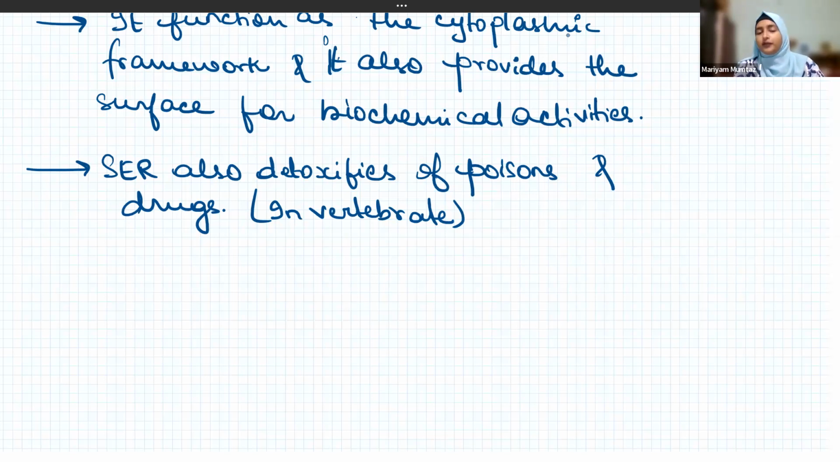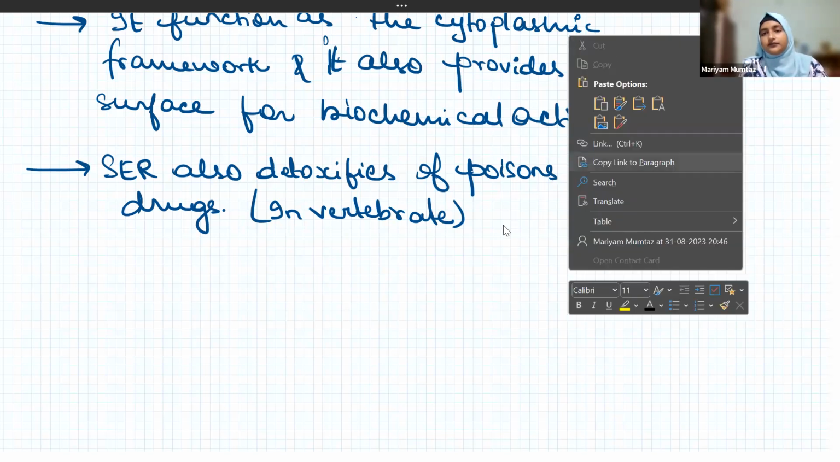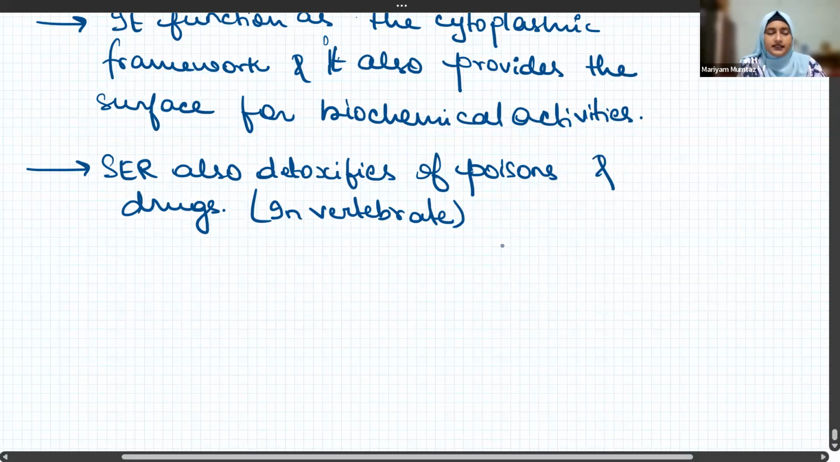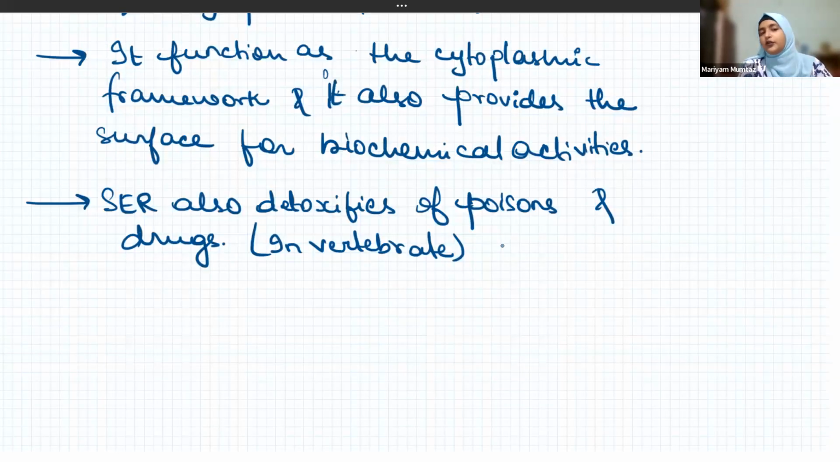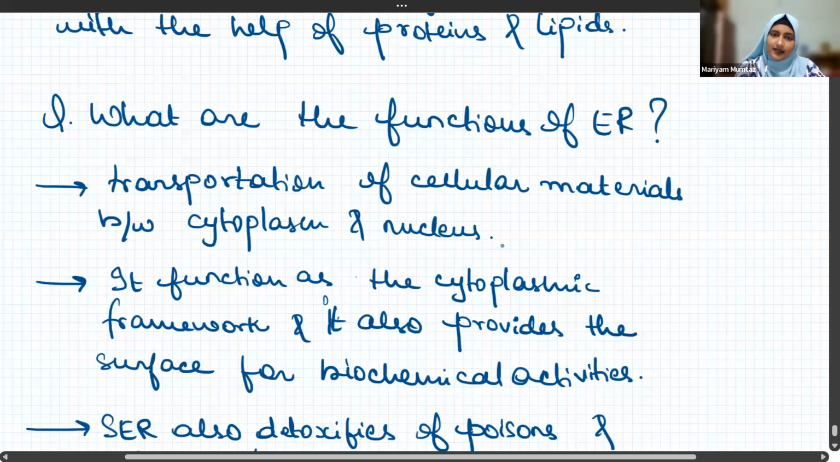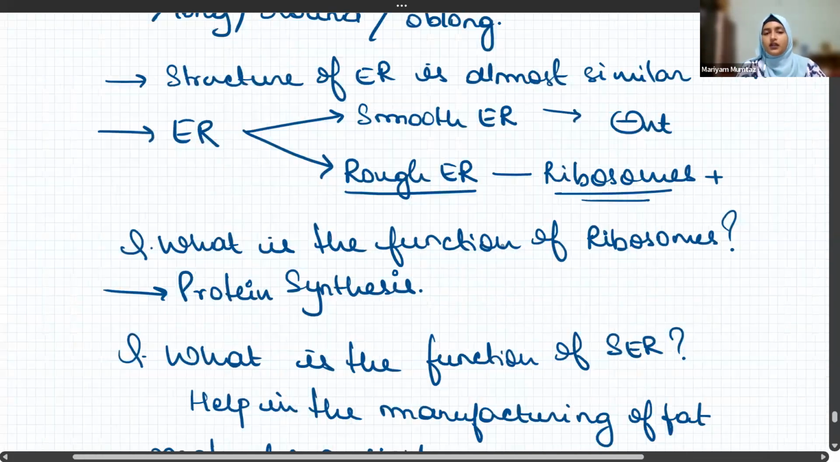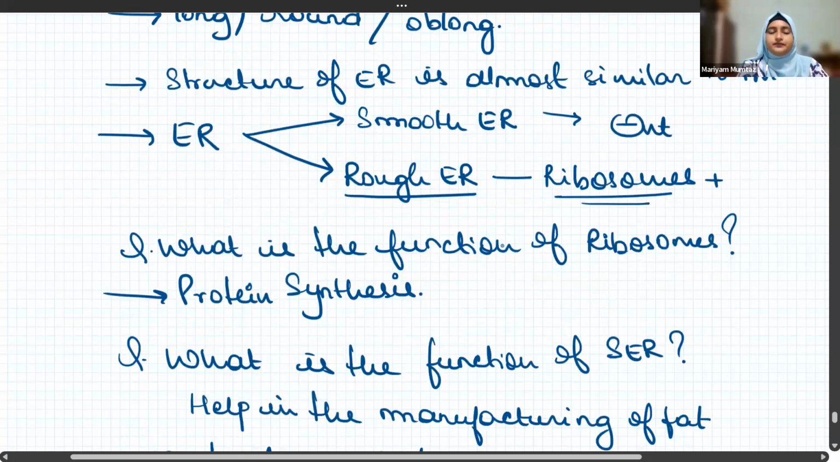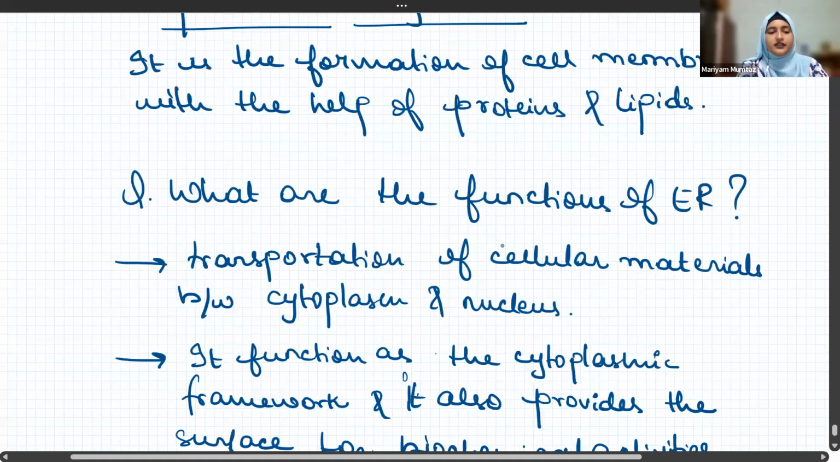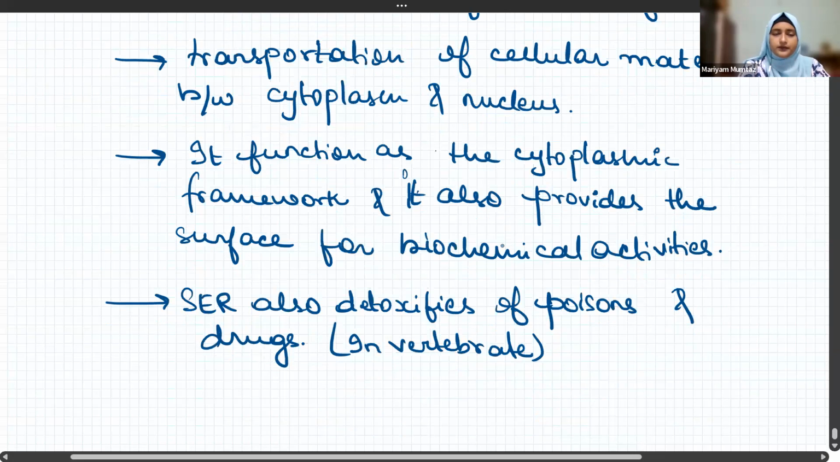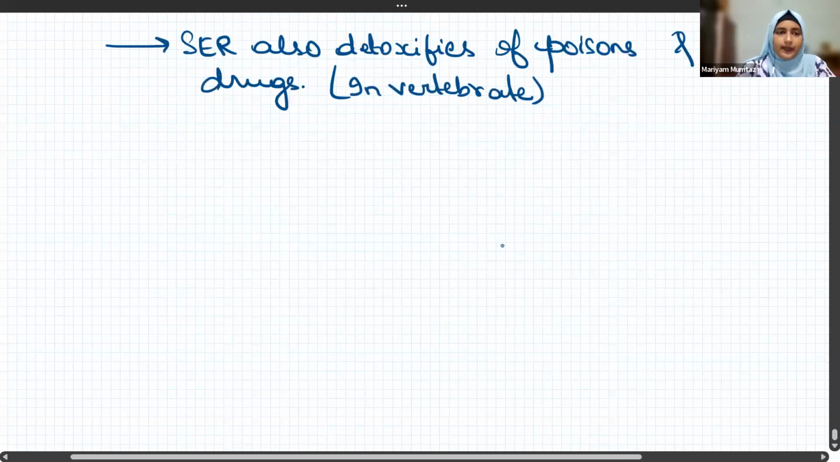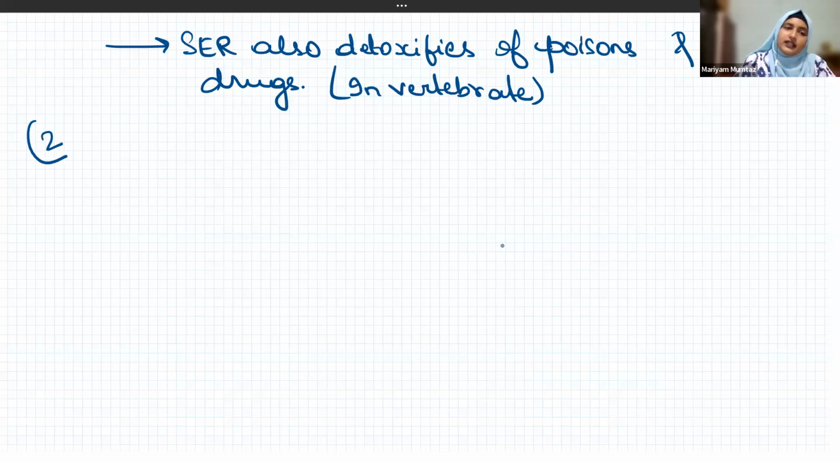And apart from detoxification, what is the other function that smooth endoplasmic reticulum does? The lipid synthesis. Correct. Now this is all about the endoplasmic reticulum and its types, meaning the smooth and the rough. Is there any doubt? Is there anything you want to ask me? No. Okay. Now we'll move on to the next organelle, which is the Golgi apparatus.